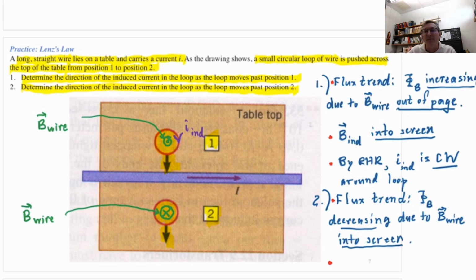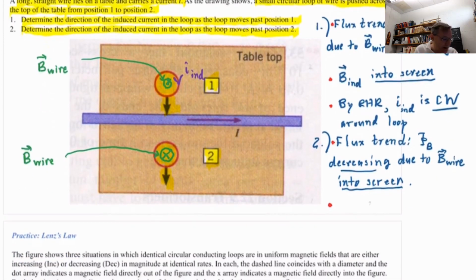It's very important to write down the flux trend very clearly. I have a decreasing flux due to a B wire into the screen. But Lenz's law says the induction process doesn't want any change in flux. It tries to cancel the change in flux. But now my flux is decreasing. So I have to have more flux to try to make up for that. And if the B that we're talking about is into the screen, but I need more flux, then I need the B induced to be also into the screen.